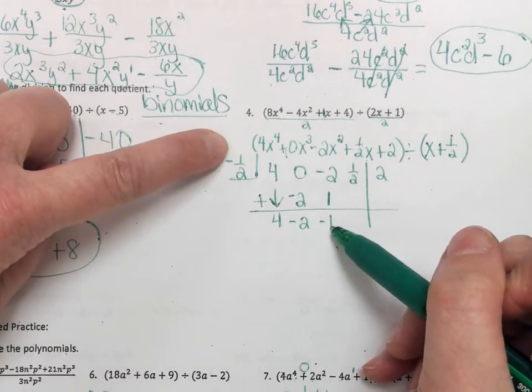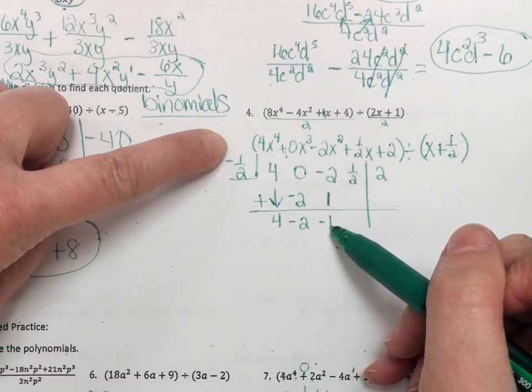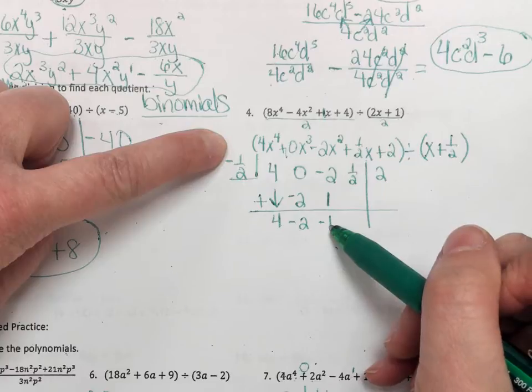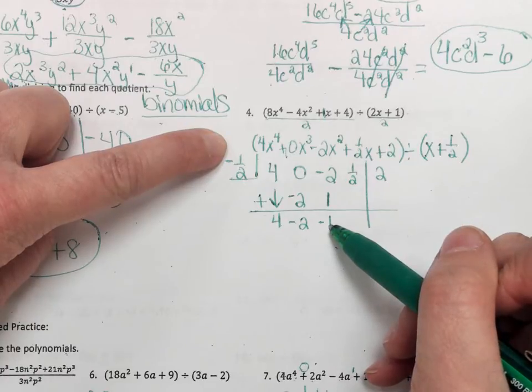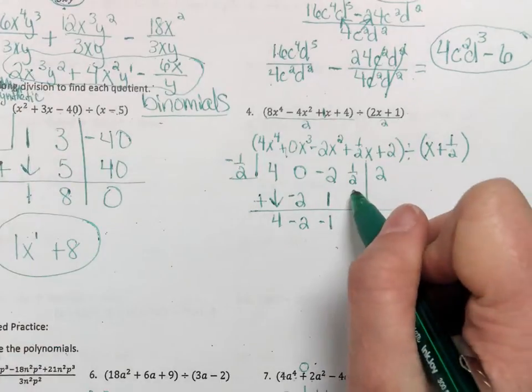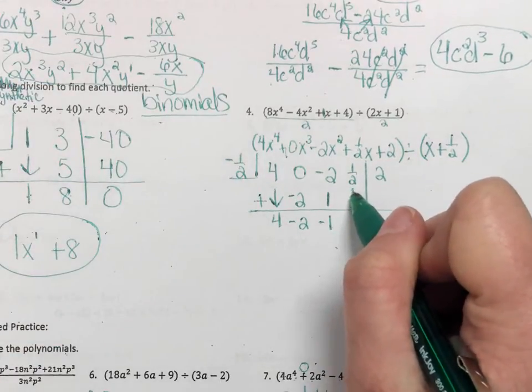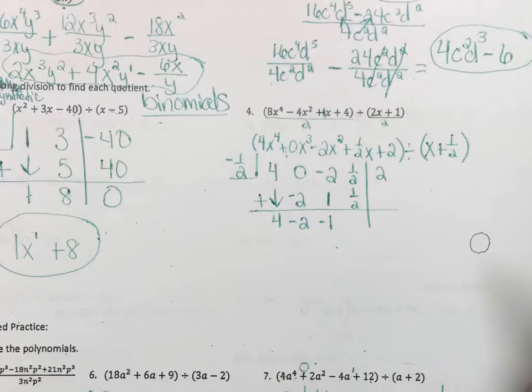Multiply negative 1 times negative 1/2. What do you get? 0.5. No, we don't use decimals. 1/2. Positive 1/2, right? And add those together as 1.